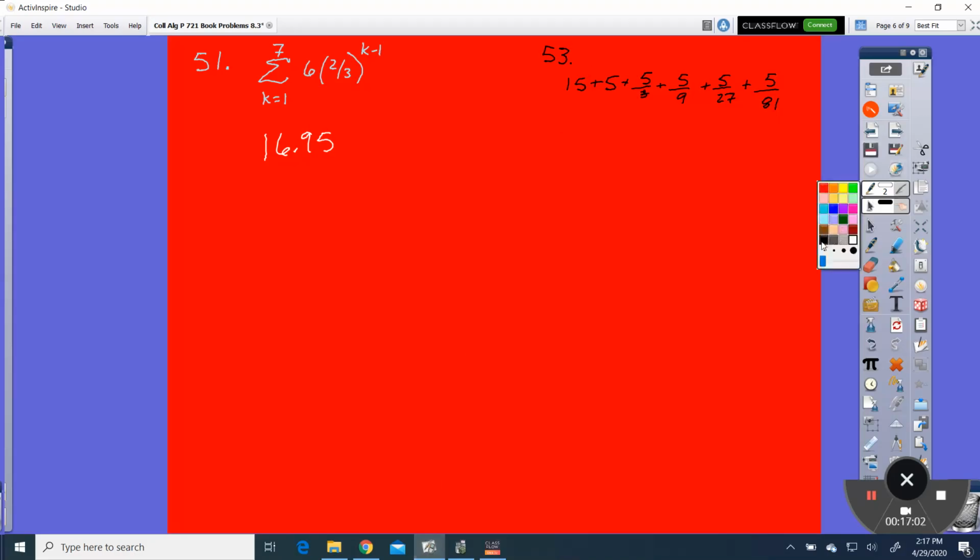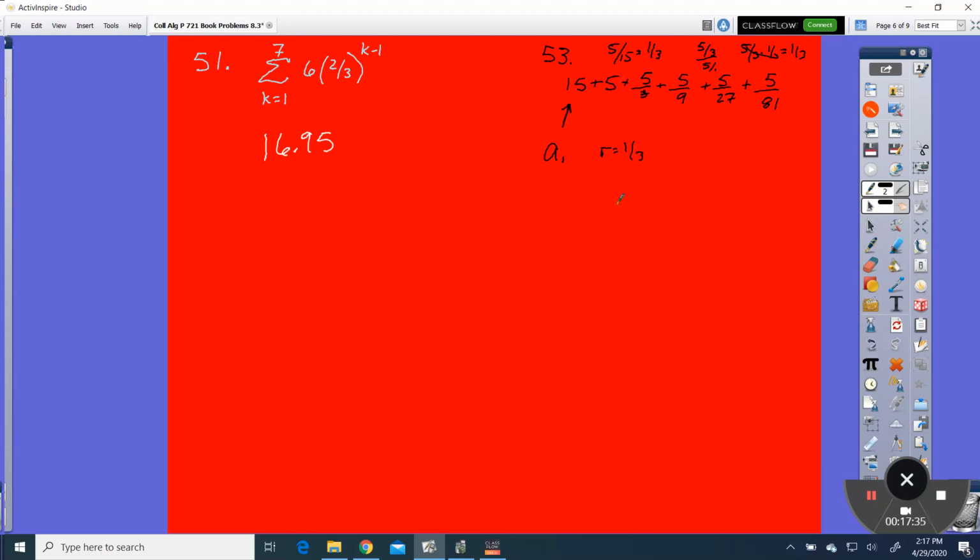Okay, 53. This one's a little bit tougher. It doesn't have it set up for us all nice and pretty. This is my first term. If I were to get to here, 15, I can go 5 divided by 15. That's 1/3. I could go 5/3 divided by 5 over 1. Dividing by a fraction is the same as multiplying by its reciprocal. The 5's cancel. I get 1/3. So that means r equals 1/3. I have 1, 2, 3, 4, 5, 6 terms.